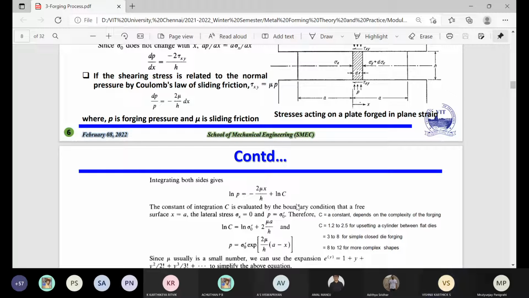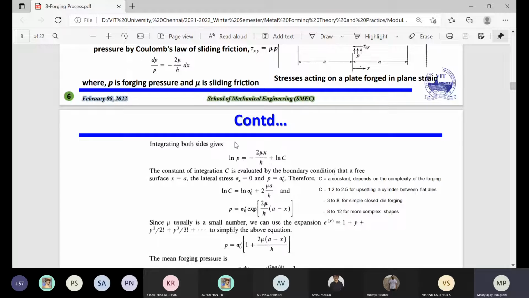Okay, so here is the C. Actually we have some values, because sometimes in the numerical, if this value is not given, we have to consider it, for example 1.2 to 2.5 for offsetting a cylinder between the flat dies. If this is 3 to 8 for simple closed die forging, if 8 to 12, this is more complex shapes. Okay, this is the common value we have for the C.